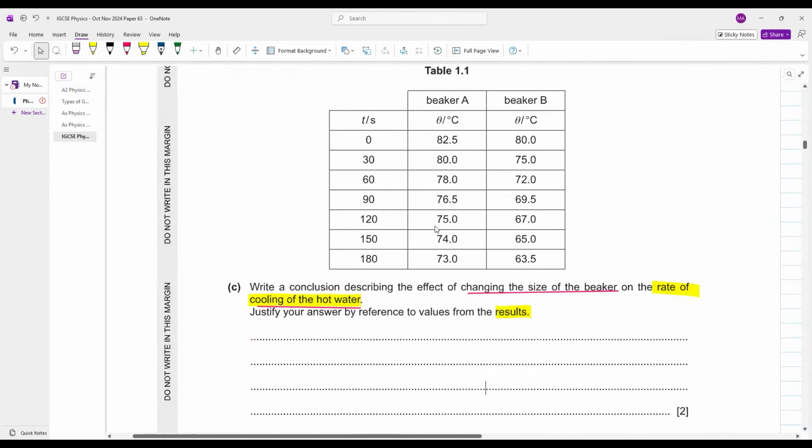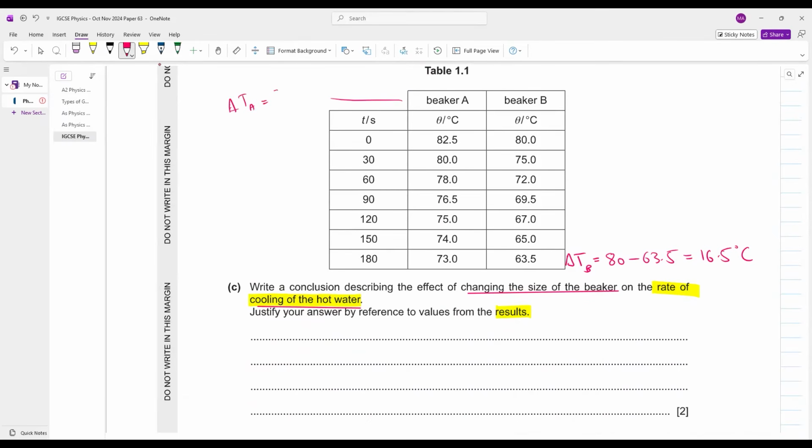Okay. Can you calculate the temperature change for beaker B? What was the initial temperature? 80. What is the final temperature? 63.5. What will be the temperature change for beaker B? 16.5 degrees centigrade. What will be the temperature change for beaker A? 82.5 minus 73. What does this come out to be? This comes out to be 9.5 degree centigrade. The change in temperature for beaker A is 9.5. The change in temperature for beaker B is 16.5.